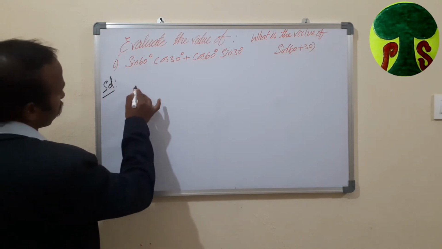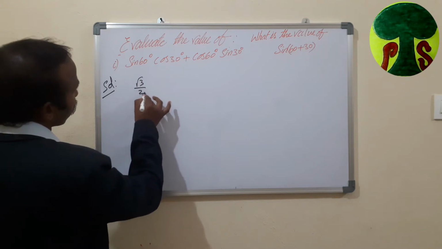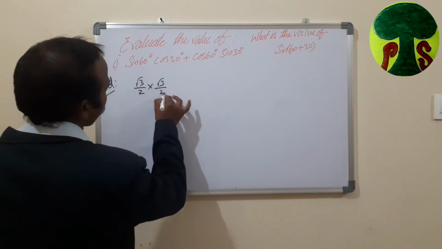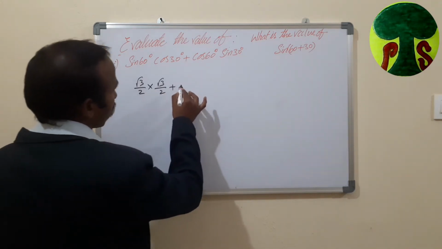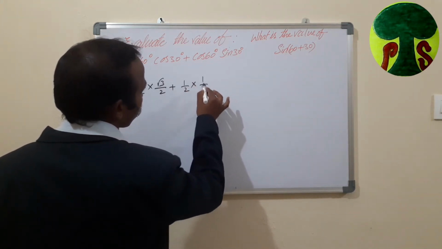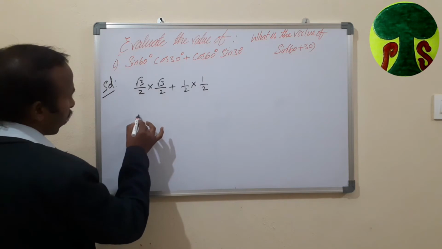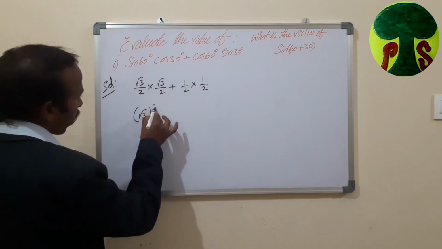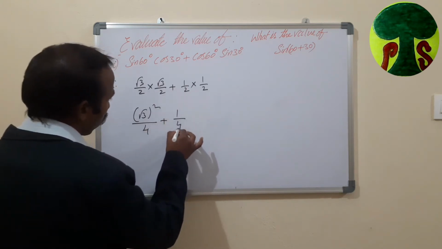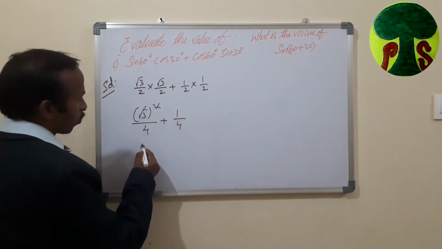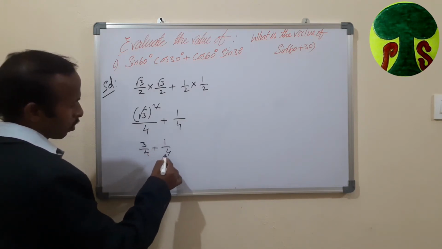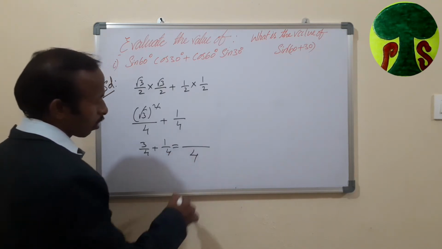the value of sin 60 is root 3 by 2 into cos 30 is also root 3 by 2, plus cos 60 is 1 by 2 into sin 30 is also 1 by 2. Root 3 into root 3 is root 3 whole square by 2 2's 4, plus 1 1's 1 by 4. Square root gets cancelled. Now 3 by 4 plus 1 by 4. Here denominators are same. So denominator is 4.